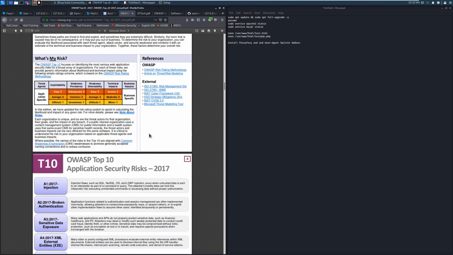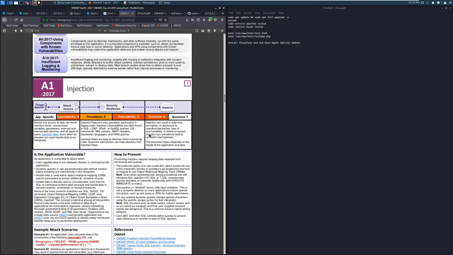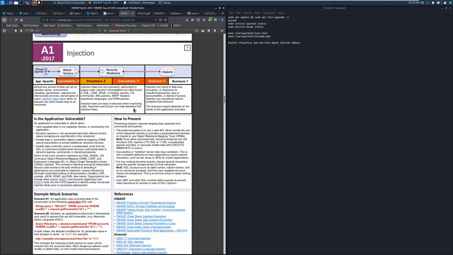Okay, let me just dive into the first example, how to actually read this document and how to work with it. You always start with, obviously, the name of the category. In this case, number one is injection flaws. And here you always have the description of the attack vector, meaning what the source of the attack is or what could be the problematic inputs. Right here we can see that it says almost any source of data can be an injection vector: environment variables, parameters, external and internal web services, and so on and so on. So here you can see what poses the risk to your application.